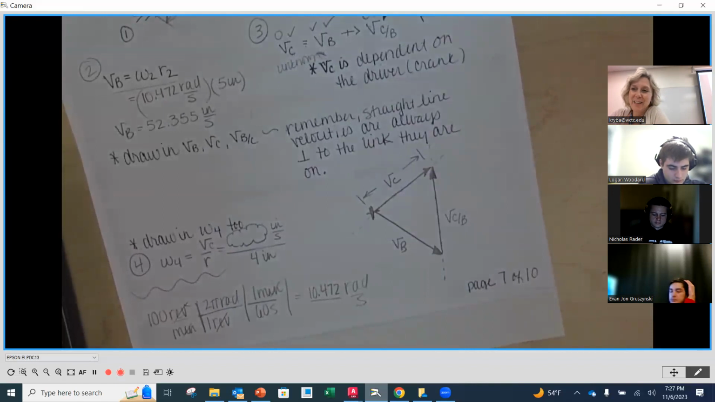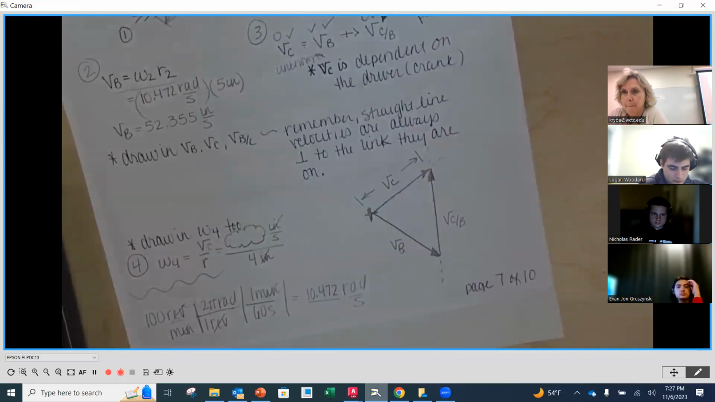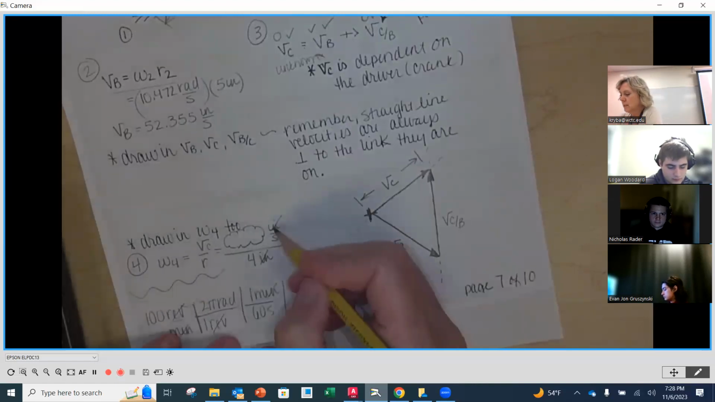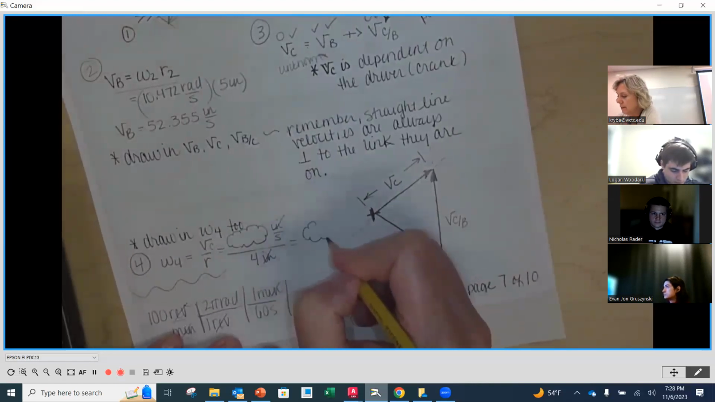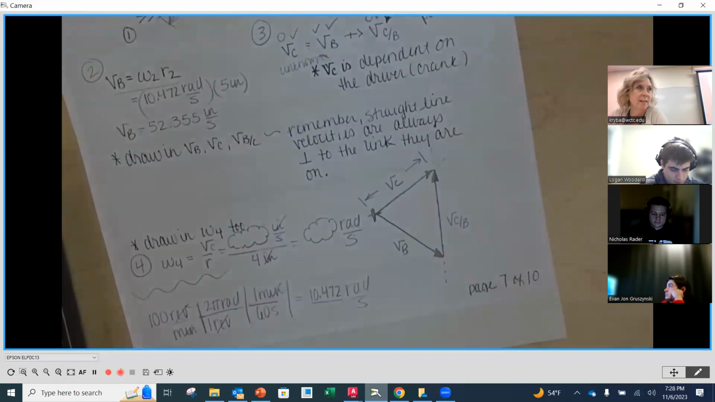Okay, units. Notice that my inches cancel out and I'm left with nothing per second. Or is it nothing per second? Radians per second. They all of a sudden happen. They magically appear, right? They're like Lucky Charms. So whatever our number is, our units are going to be radians per second, right? That's going to be our W4.